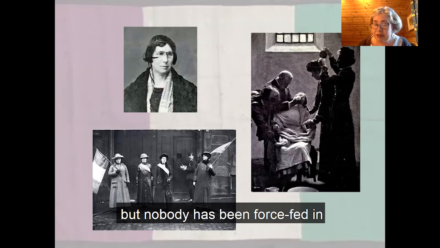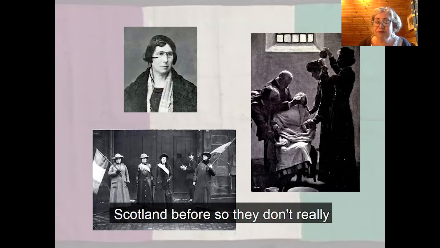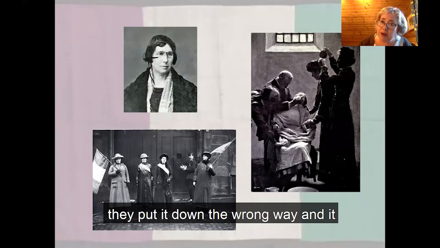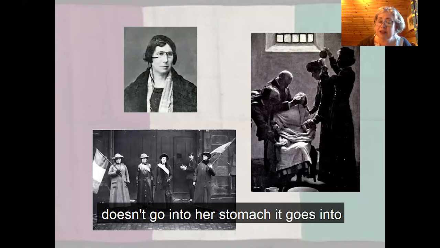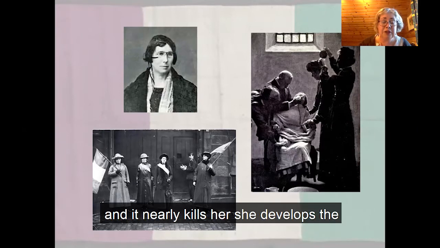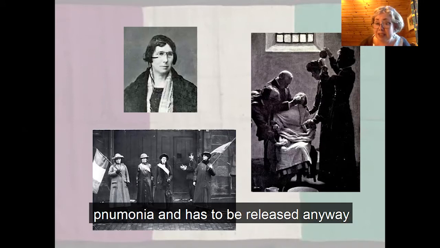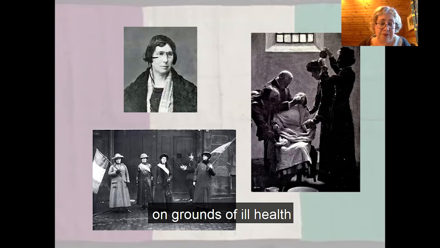But nobody has been force fed in Scotland before, so they don't really, unfortunately, know what they're doing. And they actually put the tube, when they put it down her throat, they put it down the wrong way, and it doesn't go into her stomach, it goes into her lungs, and it nearly kills her. She develops the most severe case of pneumonia and has to be released anyway on grounds of ill health.